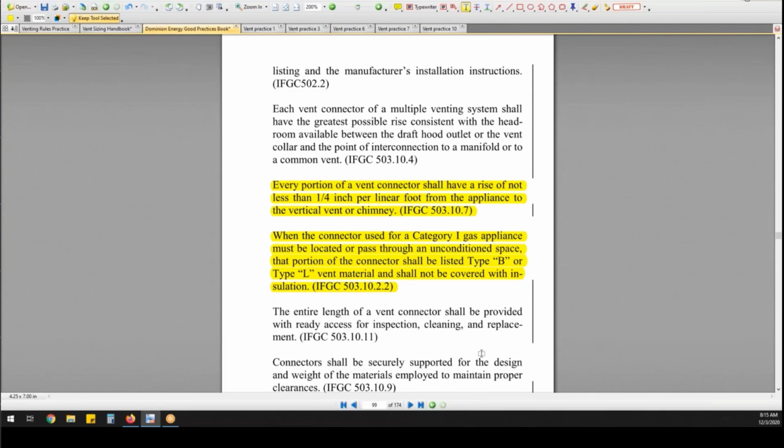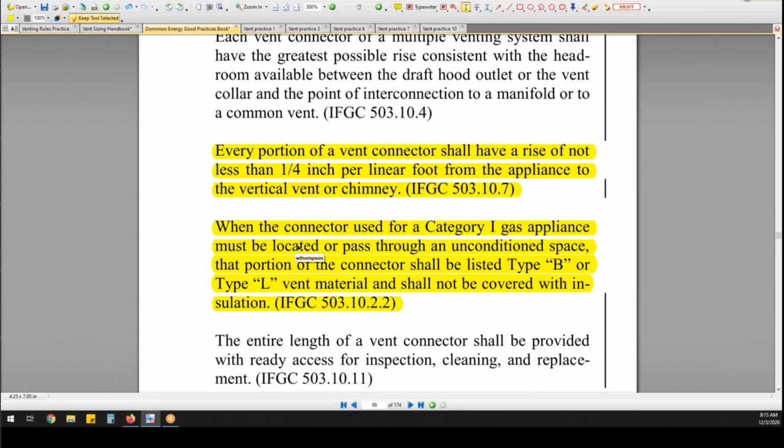Very good. What did you come up with on number 11, Jordan? Type B or type L on page 98 of good practice. If you had a single wall pipe running through, like, say, a crawl space, it's very cold, it's probably going to cause the hot flue gases to condense inside of it, right? So we want to do everything possible to keep the flue gases as hot as we can. Let's go ahead.